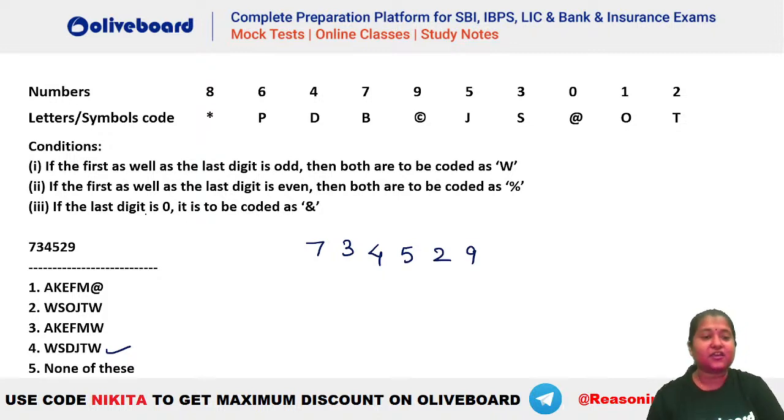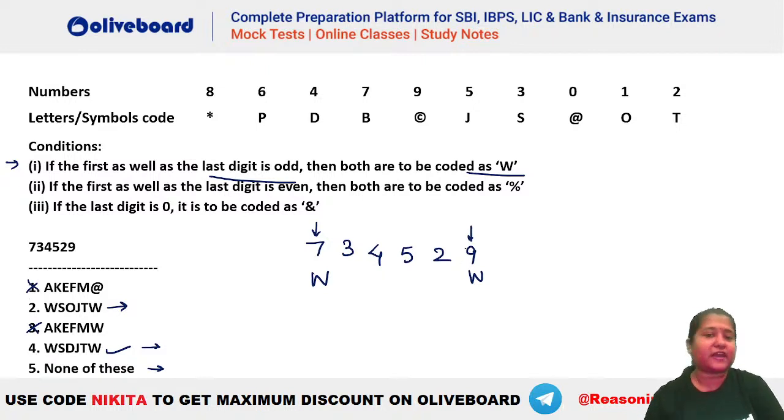ठीक है, let's try. So you can see if the first as well as last digit is odd, तो क्या ये rule applicable है? You can see yes, it is applicable here because both 7 and 9 are odd in value. मतलब both are to be coded as W. ये भी W होगा, ये भी W होगा. So either it can be this one or it can be this one or it can be this one. मतलब 3 या 1 तो नहीं हो सकता. It cannot be 1 or 3.